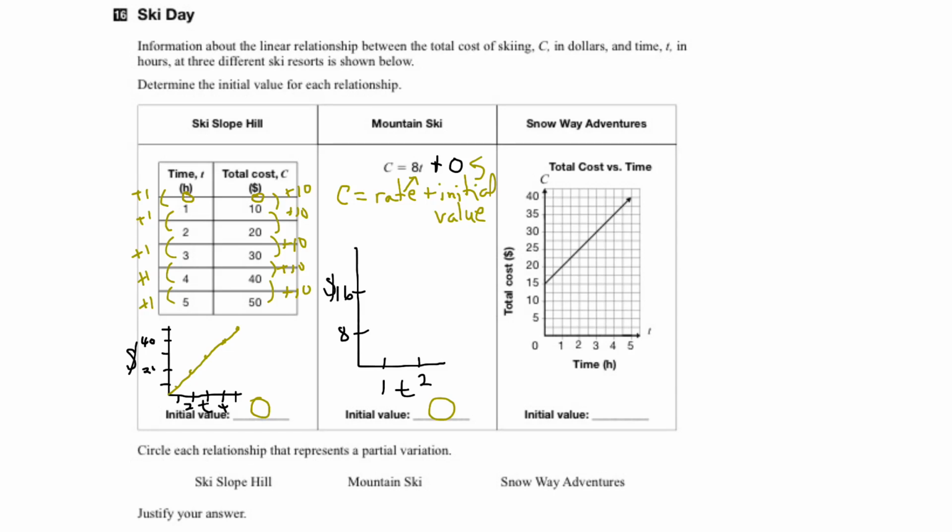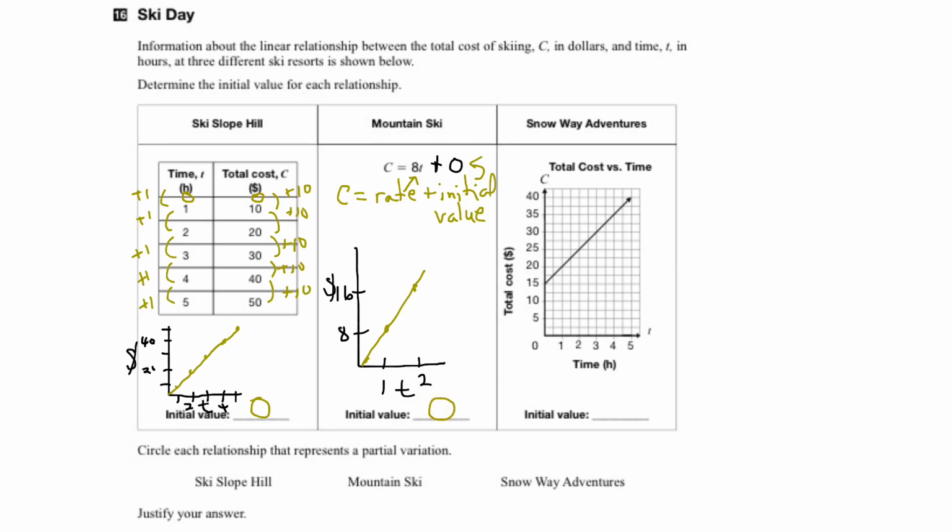So again, for 1 hour it would be $8. For 2 hours it would be $16. And let's draw a line. And if we do this again, we see that the line crosses the vertical axis here at 0. So the initial value is 0. And of course, we could always put in 0 into our equation. 8 times 0 would give us 0. So the initial cost would be 0. Initial value, 0.